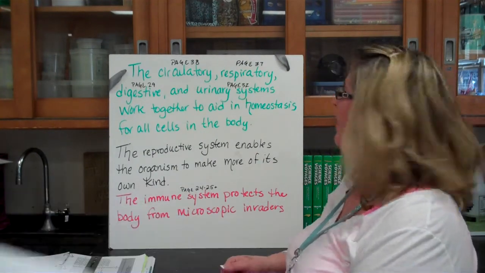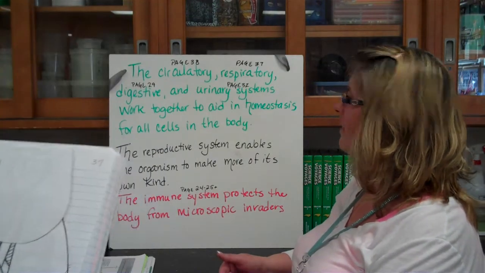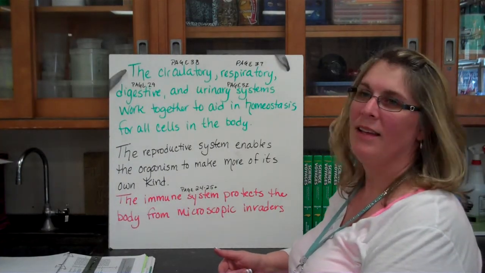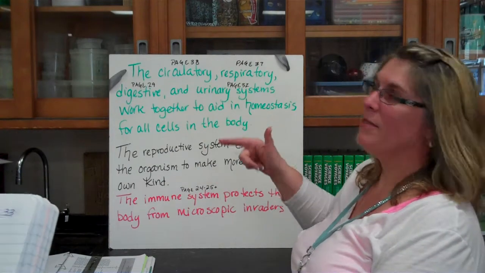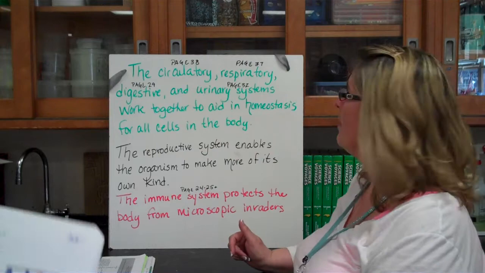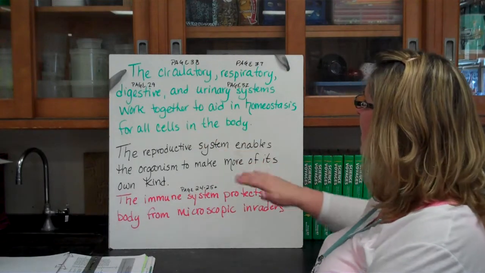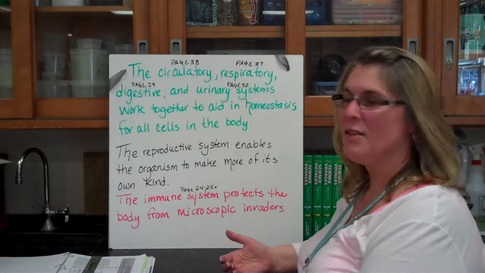Pages 38, 37, 29, and 30, the digestive, and then the urinary system. They all work together to aid in homeostasis for all the cells in the body.